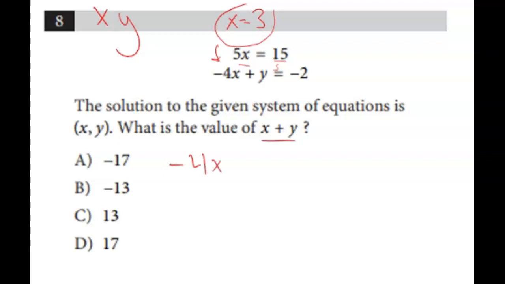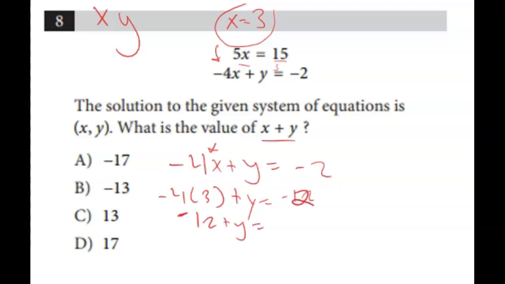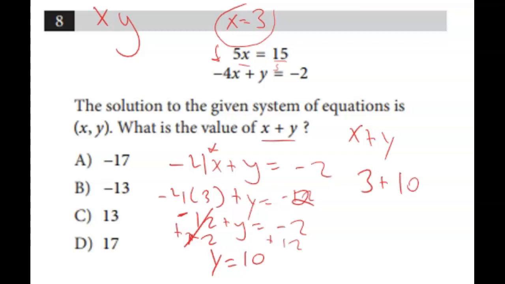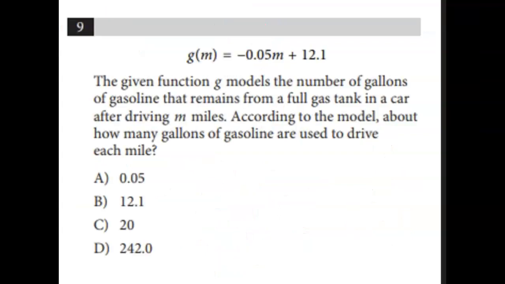So, we get negative 4x plus y equals negative 2. Plug in 3 there. We get negative 4 times 3 plus y equals negative 2. Negative 12 plus y equals negative 2. Add 12 to both sides. Cross that out. We get y equals 10. Okay, so we can get x plus y. Well, if we know x is 3, we know y is 10. We get 13 as our answer. C.